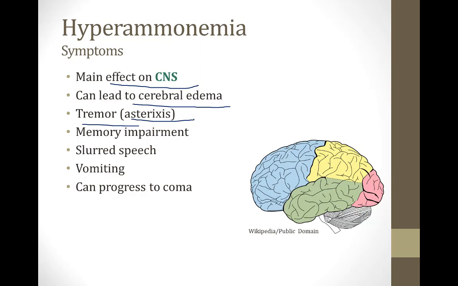You can Google this on YouTube to see examples of liver disease patients who have asterixis. Patients with high ammonia levels are often confused and have memory impairment. They can have slurred speech. Sometimes they can develop vomiting, and this can progress to coma and even death.